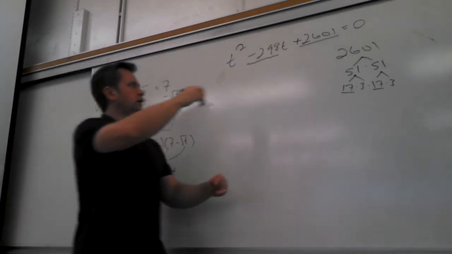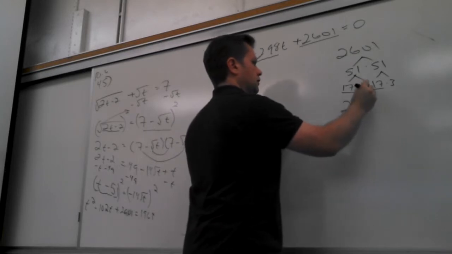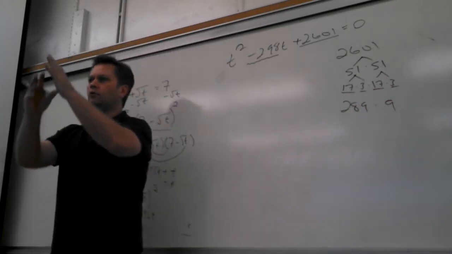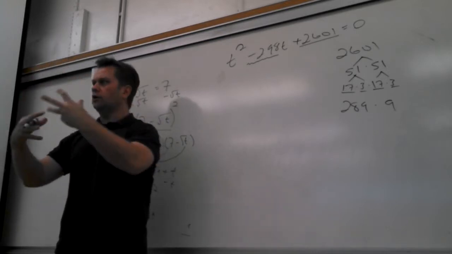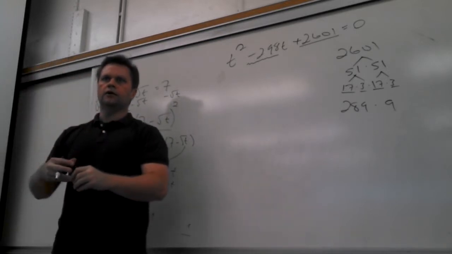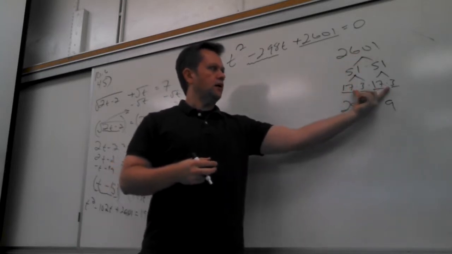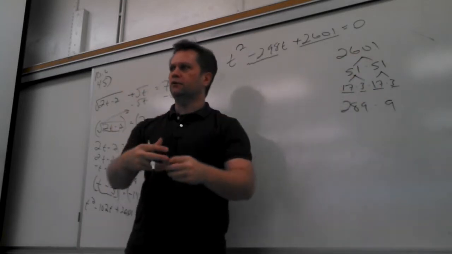289. All right, 289. And what's 3 times 3? 9. All right, now do you see what I just did? I broke the number all the way down and then I recombined it in a different way. Because all I want are 2 factors of this. Well, how do I get factors of this? Recombine the prime factors of it in a different way.